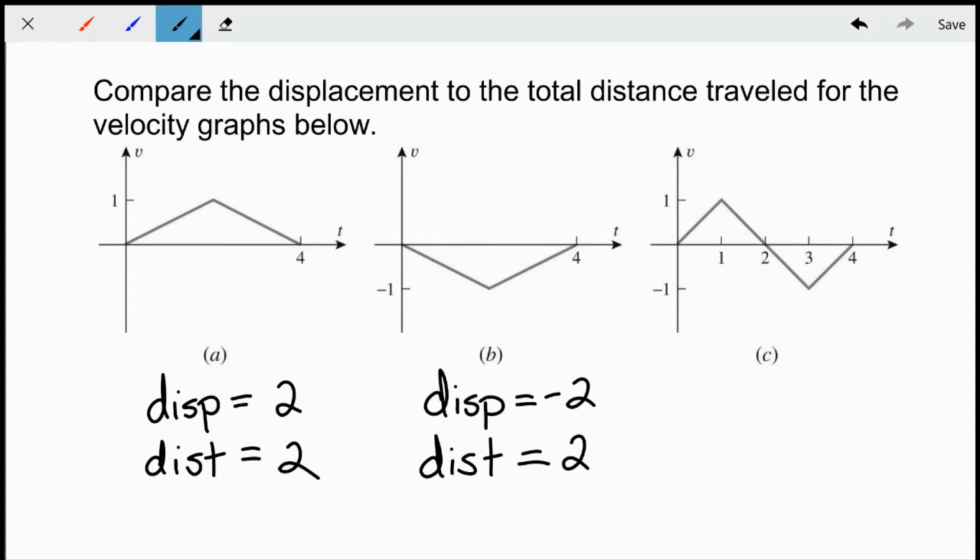And now for the last one, if I'm looking at displacement, notice that this area and this area are basically the same. So if I were to combine those 2 together, I would get a displacement of 0. And then for my distance, I would have to add both of those triangles together. Each of them has a base of 2 and a height of 1. So in the end, I'm going to get a total between those 2 triangles of an area of 2.